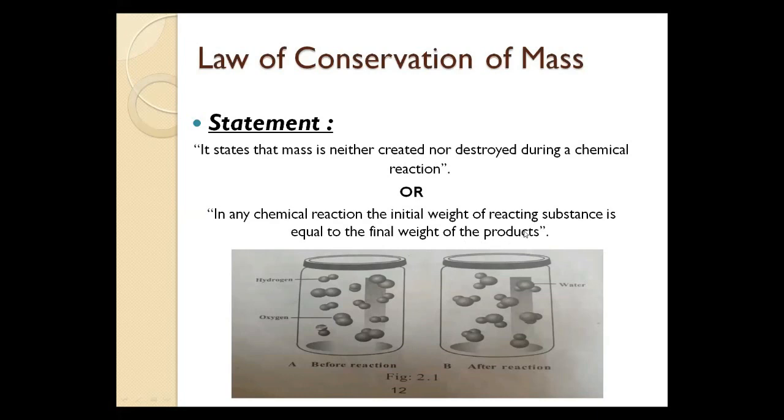It means when two or more substances are reacting together, they have some specific weight. After the completion of the reaction, it has the same weight. So, in any chemical reaction, the initial weight of the reacting substances is always equal to the final weight of the products. These are the two ways to explain the law of conservation of mass, but both give the same sense: mass is neither created nor destroyed, it changes from one form to another.